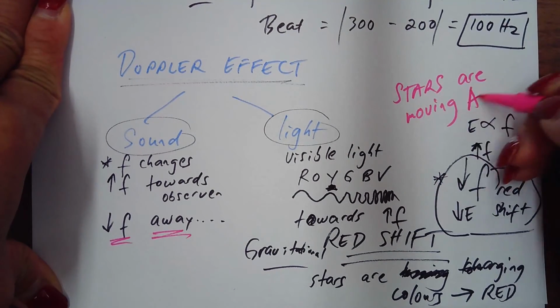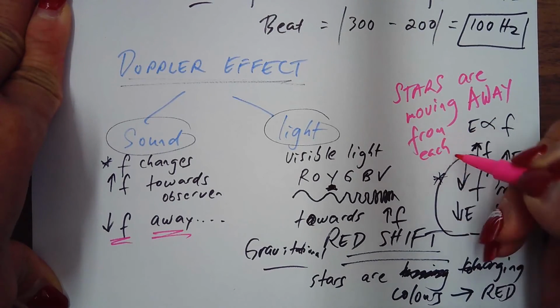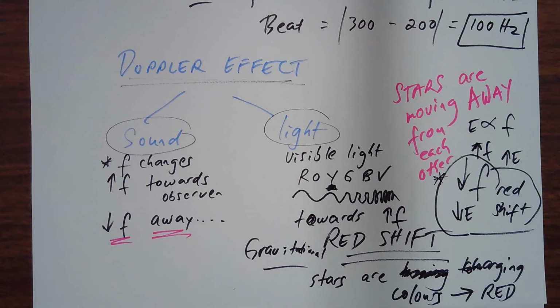Stars are moving away from each other, so galaxies are moving away from each other. So what can you say about the size of our galaxy? It's the size not of a galaxy itself, but of our universe. Is it getting bigger? It's expanding. The universe is expanding, and that is a proof, right?